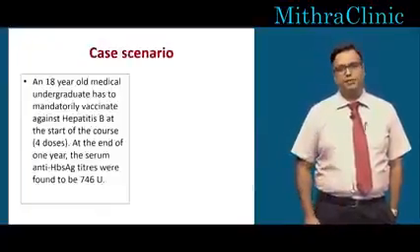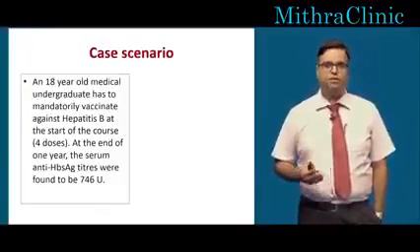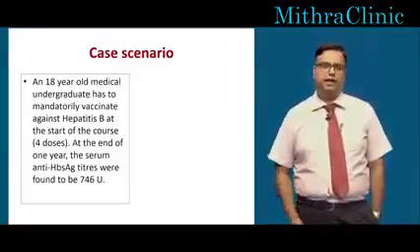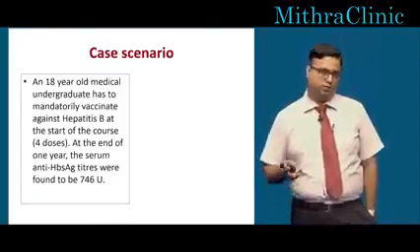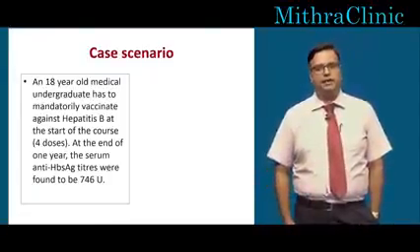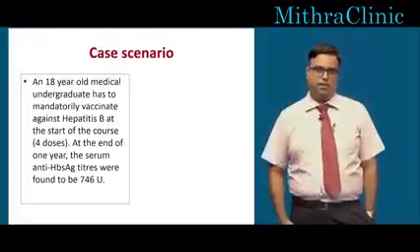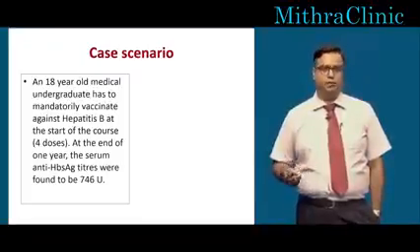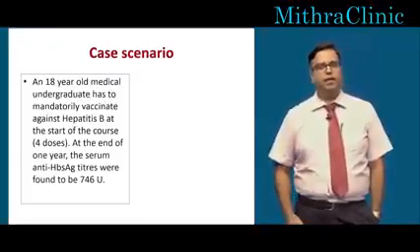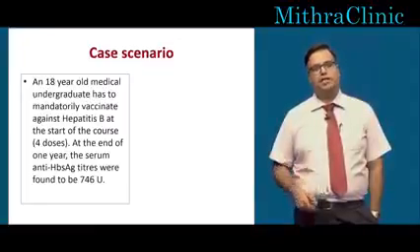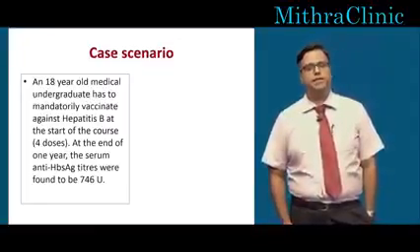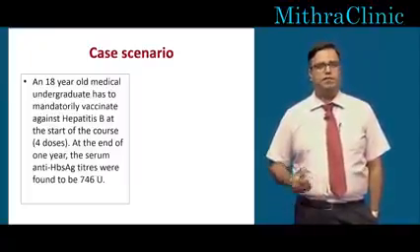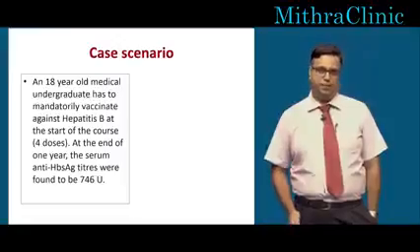Now, let us take a couple of case vignettes to better understand the physiology of these cells and how they partake in the immune process. Take the scenario of an 18-year-old medical undergraduate who has to mandatorily vaccinate against hepatitis B at the start of the course. As we understand, the primary course is 3 doses and then boosters, 2 boosters basically. At the end of 1 year, the serum anti-HBs Ag titers were found to be 746. More than 10 is considered to be protective. Here it was 746, certainly no cause for worry.